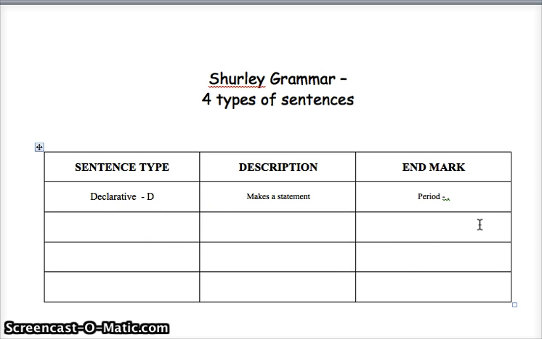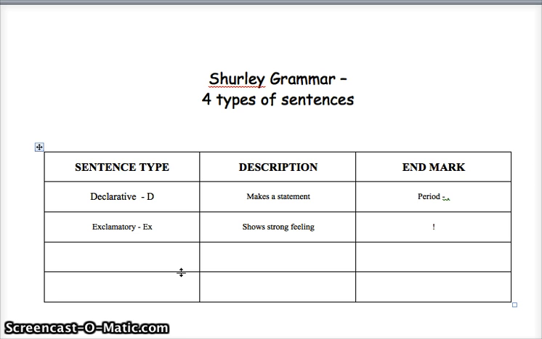The second sentence type that we will learn this year is an exclamatory sentence. And in Shurley Grammar, we abbreviate that with an EX, exclamatory sentence. And an exclamatory sentence, in essence, is a sentence that shows strong feeling. And it's very easy to recognize an exclamatory sentence because an exclamatory sentence ends with an exclamation point. So an exclamatory sentence shows strong feeling, and it is abbreviated with the letters EX.